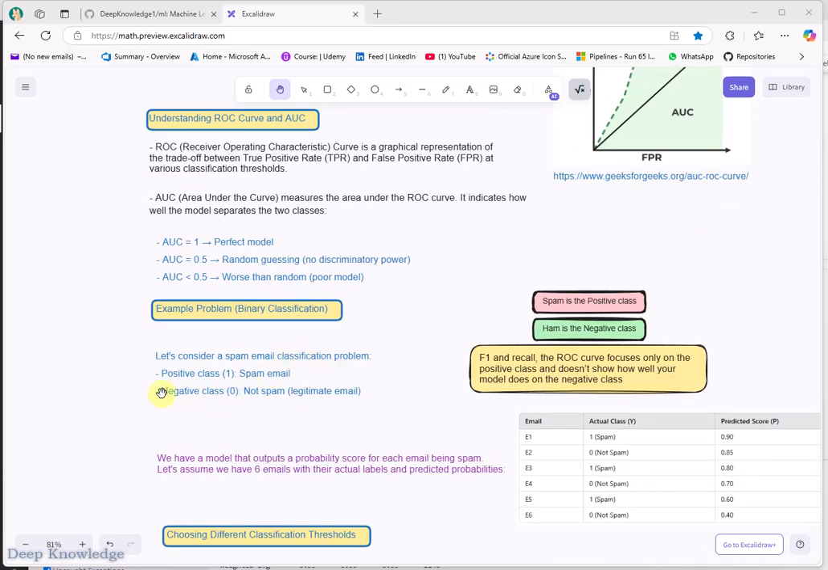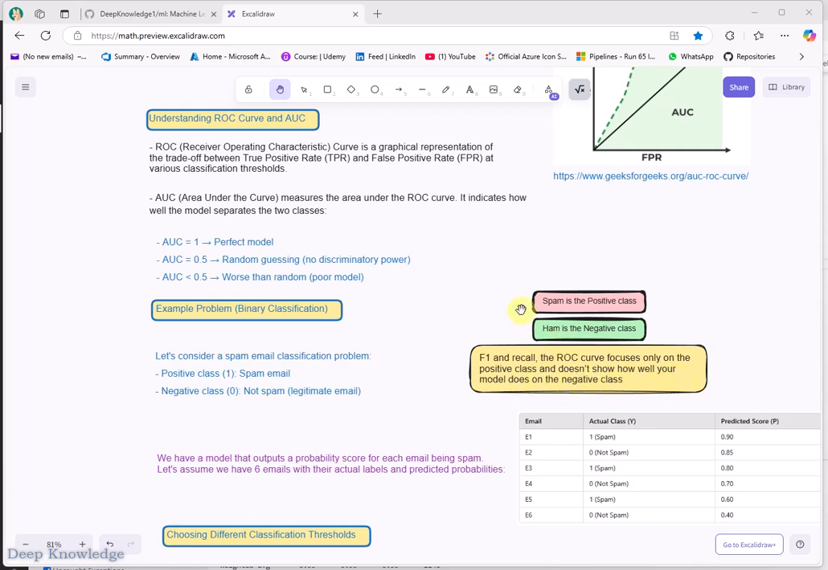So let's assume that we have a spam email classification, which I also used in the previous video for recall, precision, accuracy and F1 score. I'm assuming the positive class is spam email and the negative class is not spam, or let's say ham emails. And please keep in mind that F1, recall and precision focus only on the positive class and don't show how well your model does on the negative class.